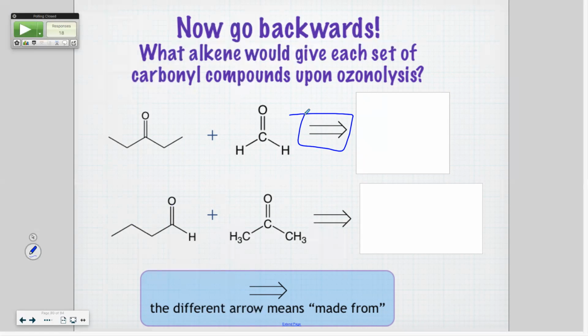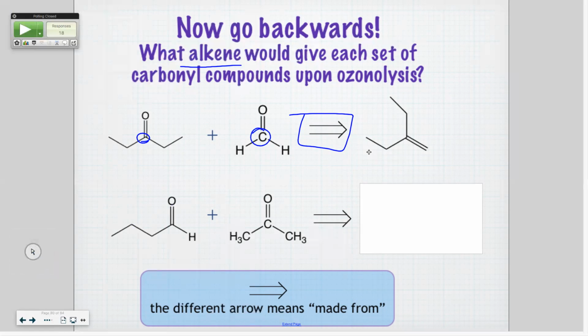Okay, so what are we going to do? This carbon and this carbon are special. What's special about them? They're going to make a double bond. Okay, and I do want to make sure that you notice that the question asks, what alkene would give each set of carbonyl compounds upon ozonolysis? So please draw a compound that is an alkene. That is like a glue, okay? Yeah, I wasn't trying to be sneaky. I'll get a lot of alkanes for answers.